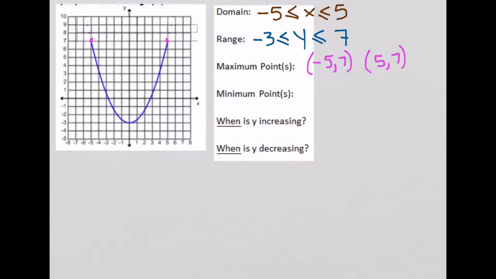The minimum points. Where's the very bottom of this mountain, of this valley? Right there. Minimum point is at 0, -3.